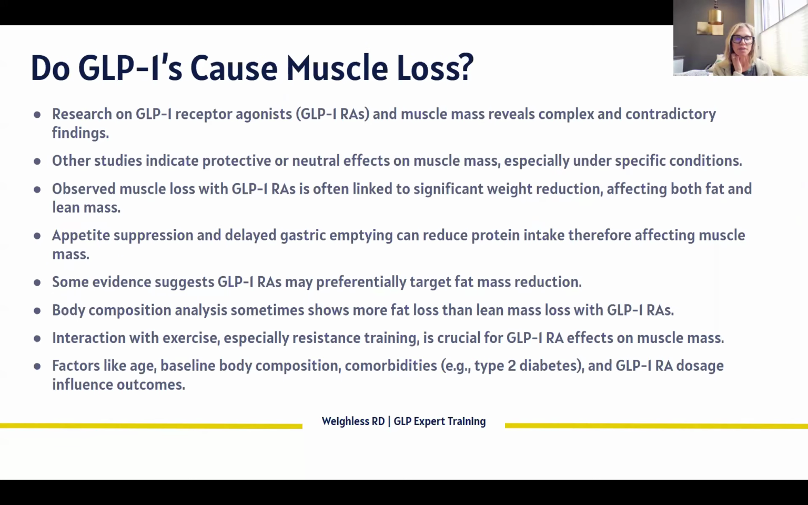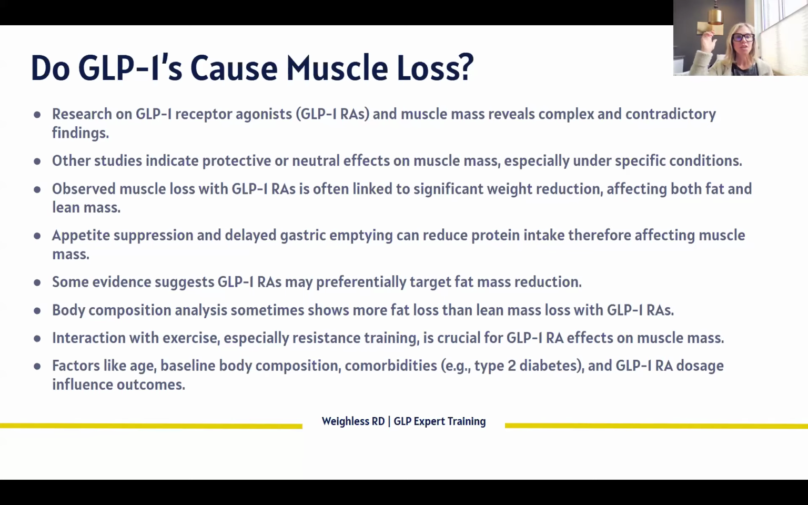I debated keeping this slide up, but I wanted to just run through. This is kind of what's out there as a summary of GLPs and their effect on weight loss. And then I'm going to dig more into what the research shows. But if you do a Google search and just want to get an idea, do GLPs cause muscle loss? You'll get a bunch of different looks at the summaries of the research.